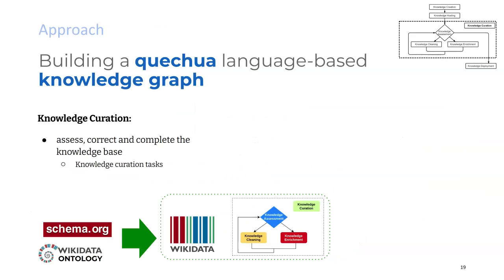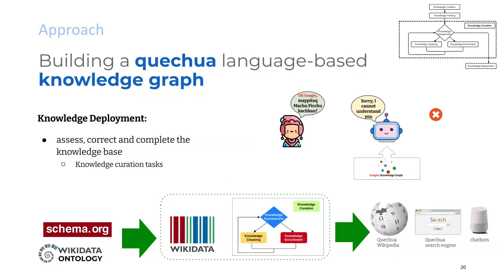So we have to evaluate our knowledge, we have to curate, we have to correct the errors, we have to complete the missing values, and so on. Afterwards, we have this knowledge base stored in Wikidata, and we can empower some technology like a Quechua Wikipedia, we can empower a Quechua search engine and chatbots.